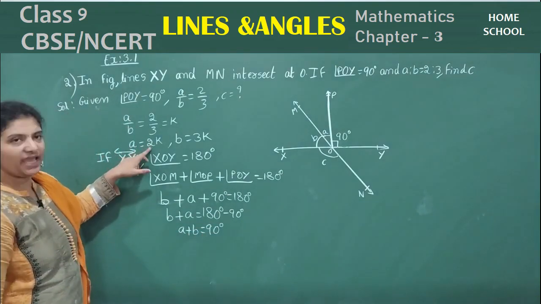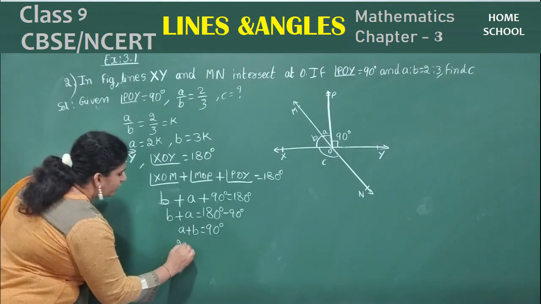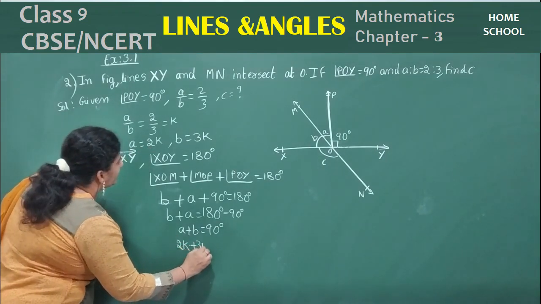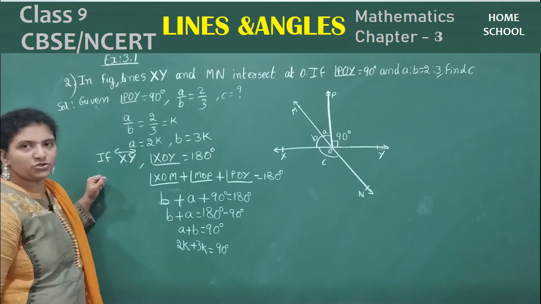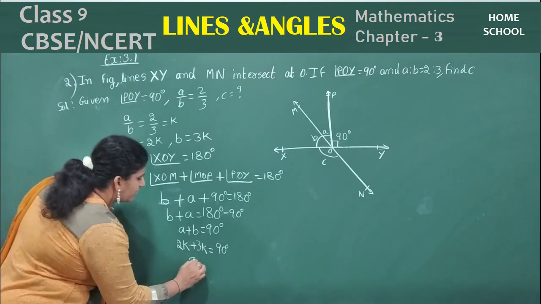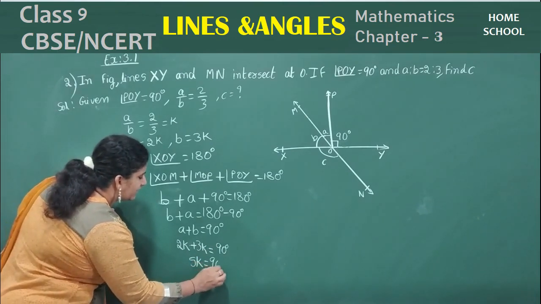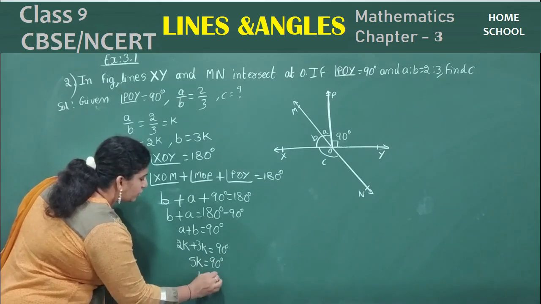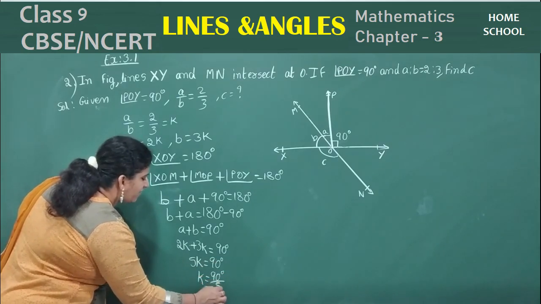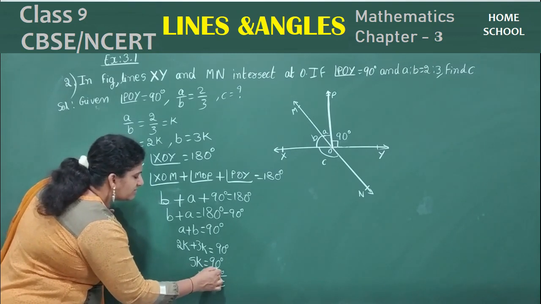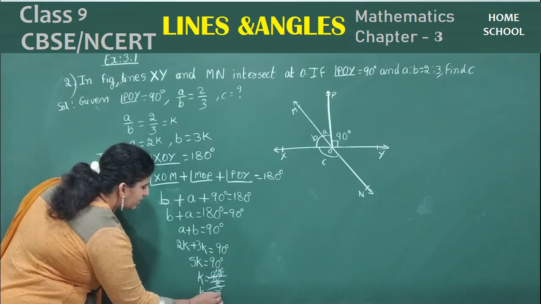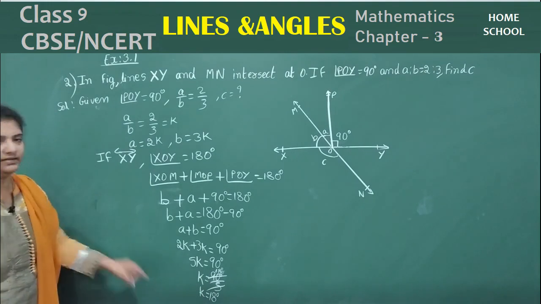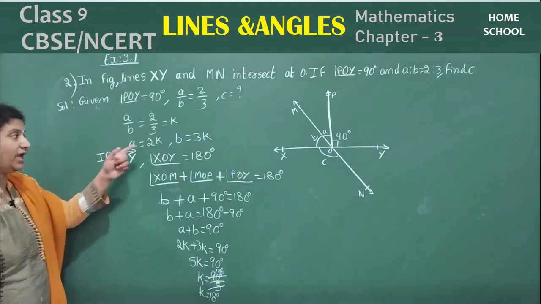So now what is A? 2K. Substitute here. 2K plus 3K is equal to 90 degree. 3K plus 2K is how much? 5K. 5K is equal to 90 degree. Then K is equal to 90 by 5. So divide. 5 ones are 5, 5 eights are 40. That makes 18 degree. K is equal to how much, children? 18 degree. We don't want K, but we need A and B, right?